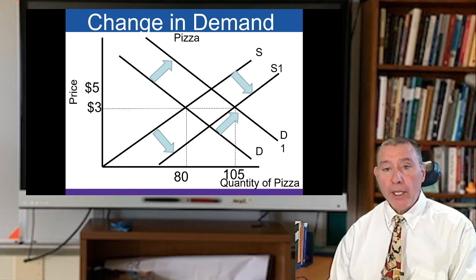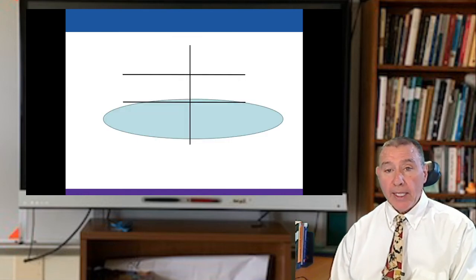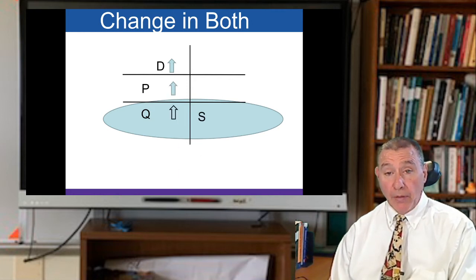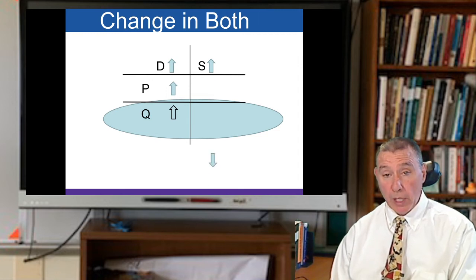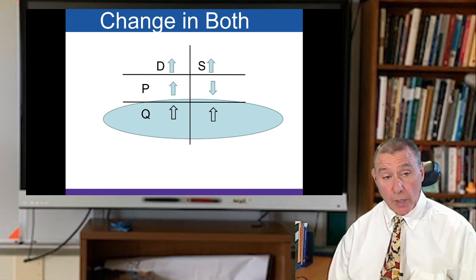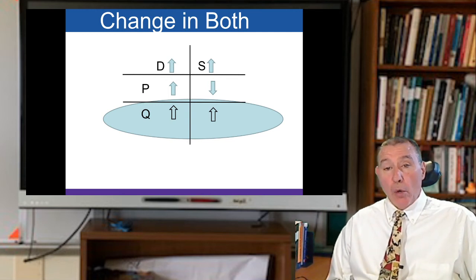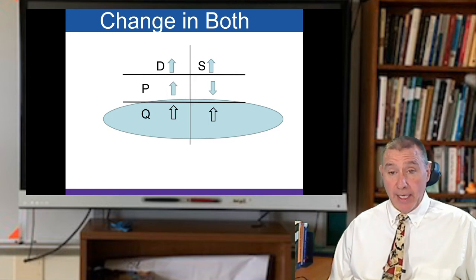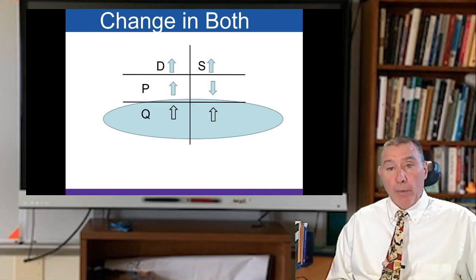So this is what I'd like you to do going forward: make a chart. For changes in both, we put price and quantity. There's an increase in demand: price went up, quantity went up. Then we have a change in supply. Supply goes up, price goes down, quantity goes up. And as you can see on the chart, we know what happened to quantity. Quantity went up, and we say price is indeterminable.